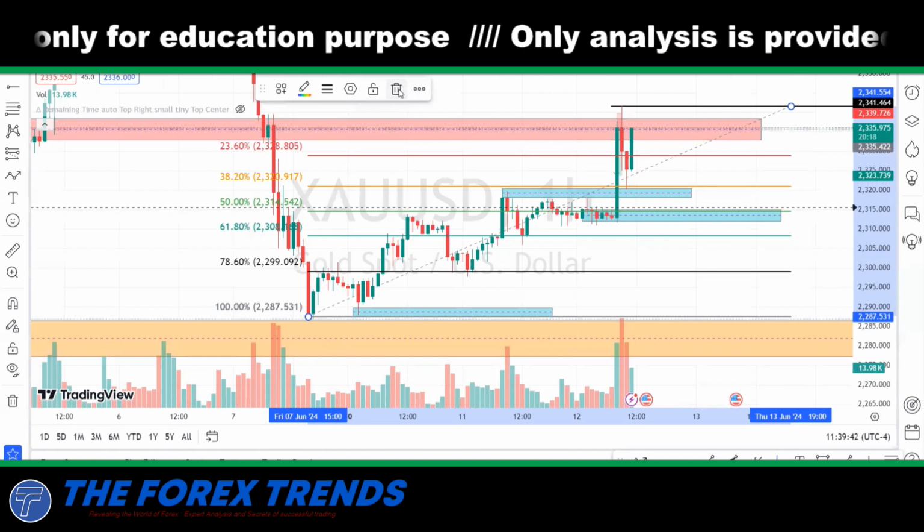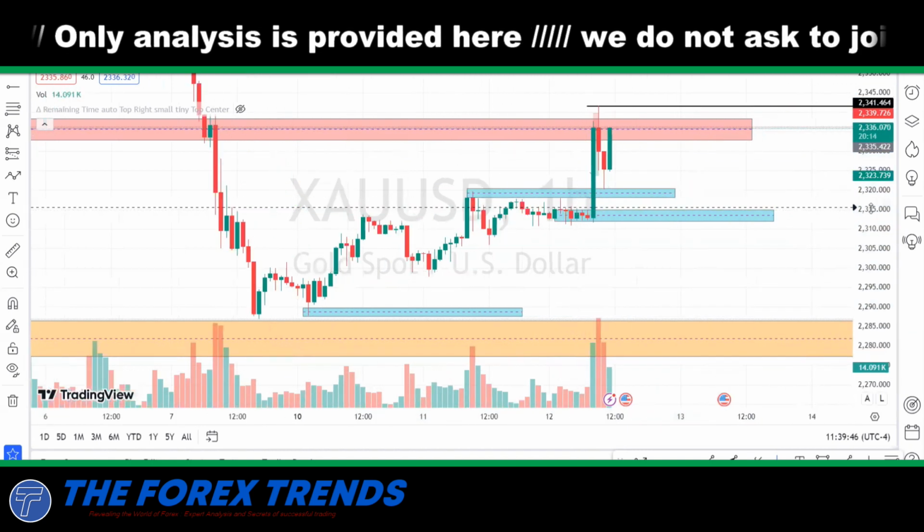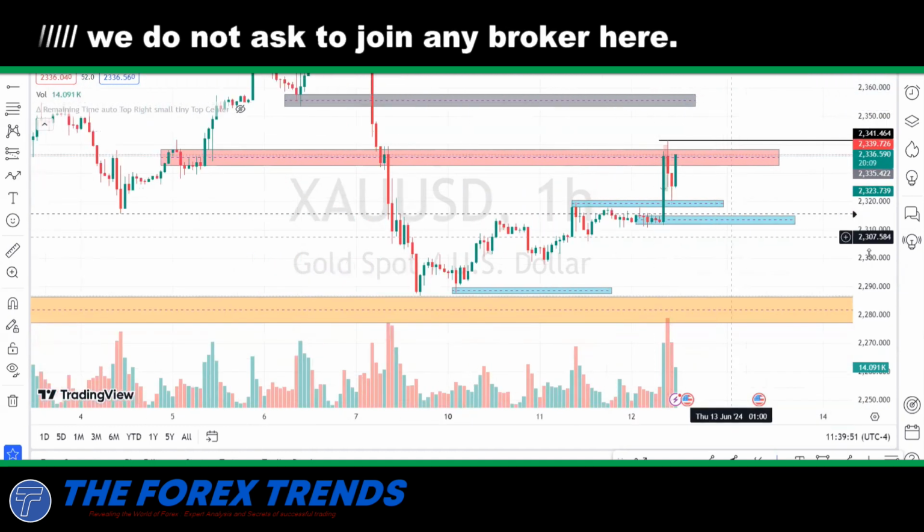Let me delete the fib also. Okay, so that's all the trade setups for today and tomorrow.